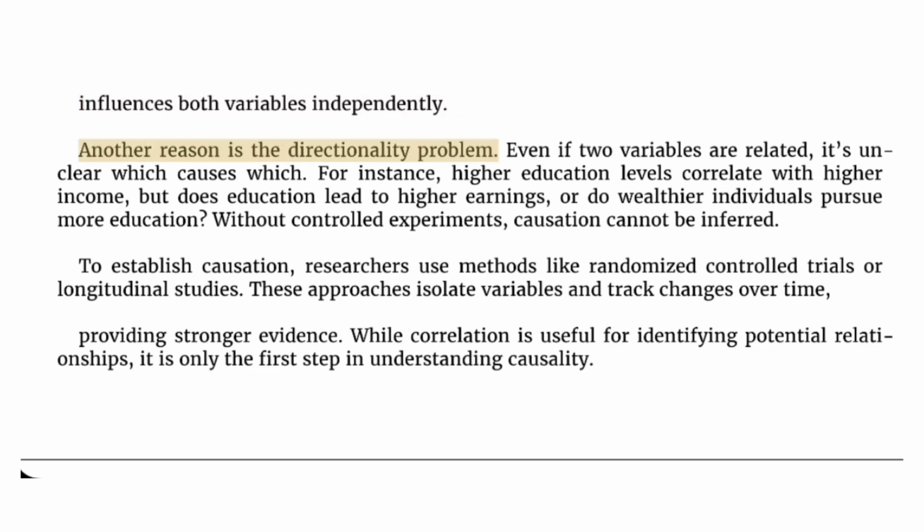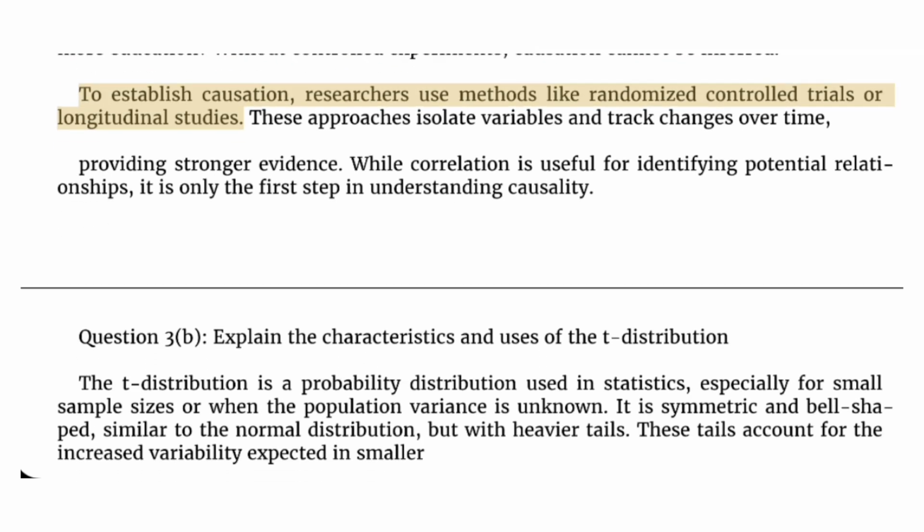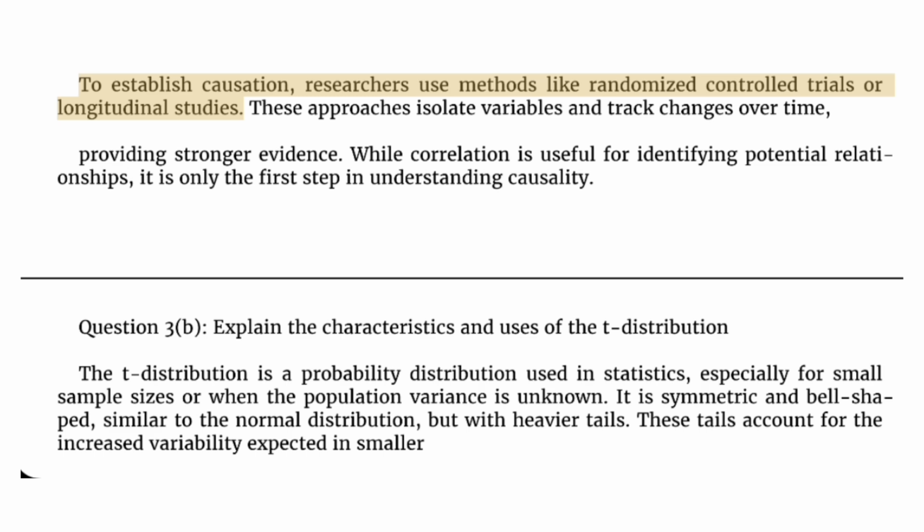Another reason is the directionality problem. Even if two variables are related, it's unclear which causes which. For instance, higher education levels correlate with higher income, but does education lead to higher earnings, or do wealthier individuals pursue more education? Without controlled experiments, causation cannot be inferred. To establish causation, researchers use methods like randomized controlled trials or longitudinal studies. These approaches isolate variables and track changes over time, providing stronger evidence.